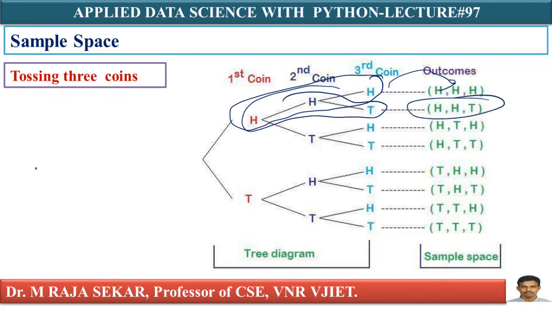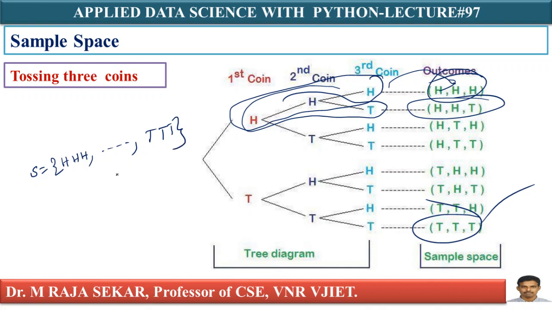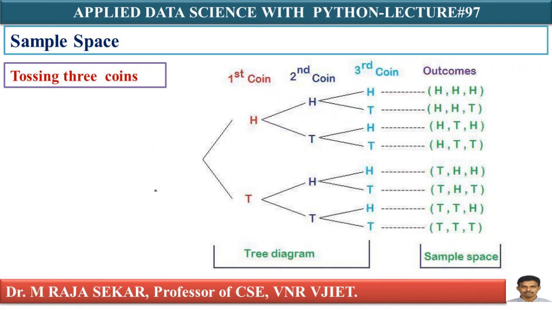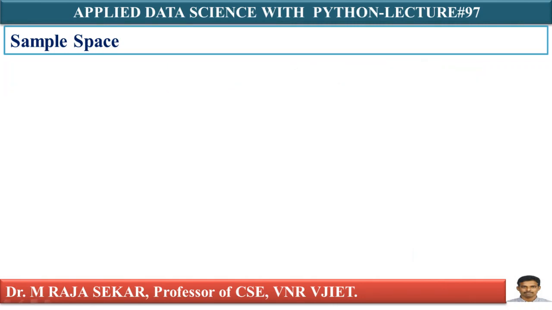Therefore, what is my sample space here? There are 8 possible outcomes, from triple H and so on. Which one is the last one? The first one is triple H, and the last one is triple T. Therefore, there are 8 possible outcomes. In a similar manner, you can also understand tossing 4 coins. That is also a random experiment.